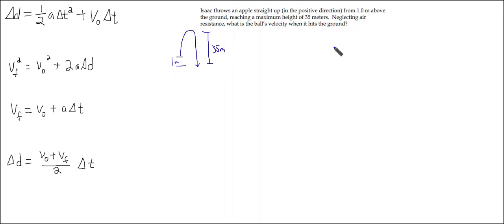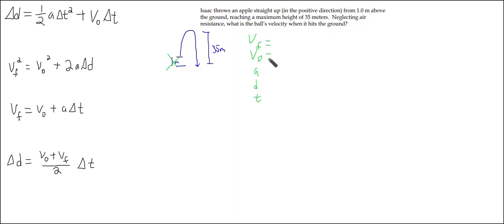Neglecting air resistance, as we always do in these classes, what is the ball's velocity when it hits the ground? Okay, this is all that's given. And in fact, to make this even worse, this isn't even important for our question. So we're only given one number. So how do we solve this? Let's go ahead and write down what we know. Velocity final, velocity initial, acceleration, distance, and time.